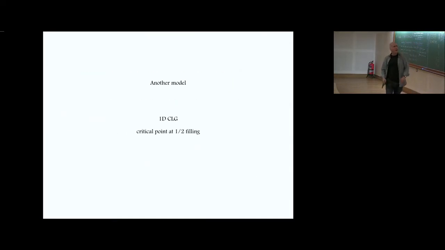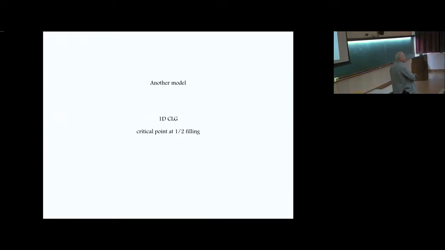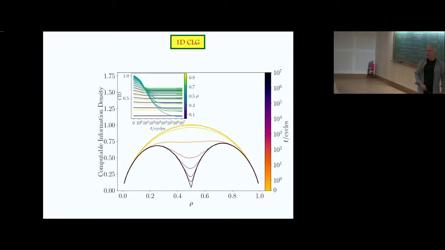Let me just show another model. The 1D conserved lattice gas. It's critical. This is a model which people have said was a trivial model because its critical point is at the maximum density point beyond which I have to have activity, unlike the previous one where it was at 0.6, where I could have gone to 1. But it looks so pretty. The same thing. This is the CID, and this is the time. You can look at the time scans if you like, but I sort of like to look at this better.